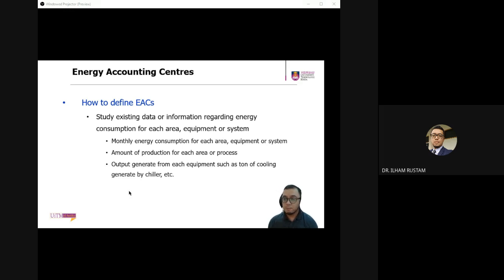So what does this mean? That means you need to install the meter first before you're able to say, okay, this is the EAC that I want to call EAC1 or this is EAC2. So you have to have the data first. So that means you have to install the meter first. And also that means you have to get the budget from your bosses before you're able to define your EACs. Now that means, again, you have to get their commitment.